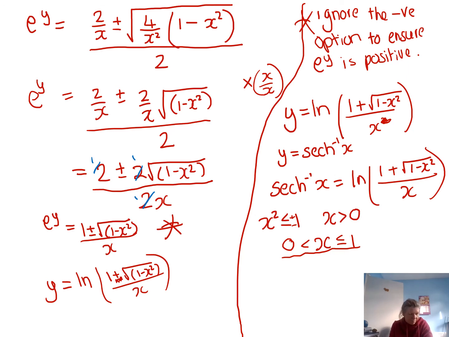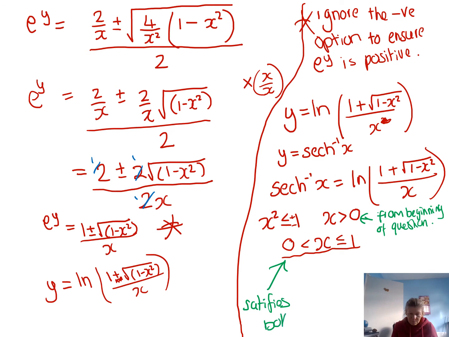Right. So hopefully we get that. If I just make a quick note there in case you were lost, we said that it must have an inverse from the beginning. And put there that it satisfies both. Okay, have I finished? Hope so.